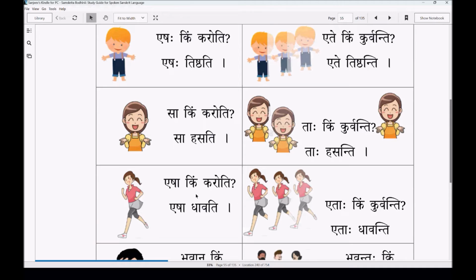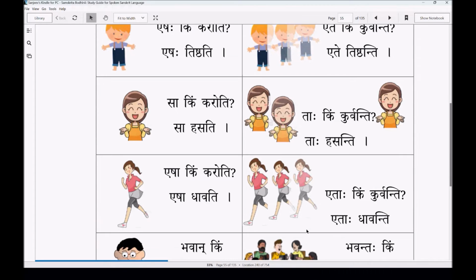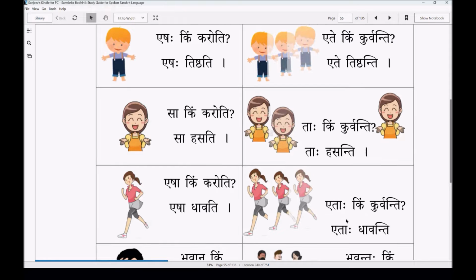Yeah, three people here. Eshah kim karoti, eshah dhavati. Etaah kim kurvanti, etaah dhavanti. Why is it taah here? What is taah? Taah means? Does anyone know? What is the vachana for taah? Is it ekavachana, dvivachana or bahuvachana? Nobody? Bahuvachana. They.